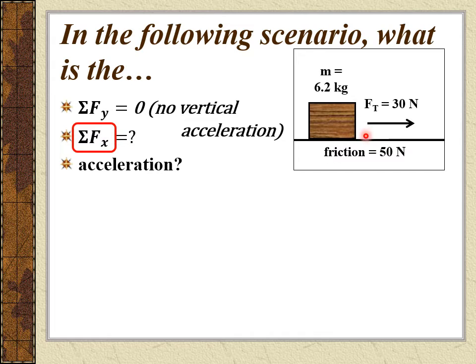Now looking at the x direction, the net force in the x direction, well, we've got forces that are acting in the x direction. I don't know if it's accelerating or not, but if you look at the force of tension and the force of friction, you can see that they're not the same. So there's going to be some unequal amount of force. So we start with our free body diagram.